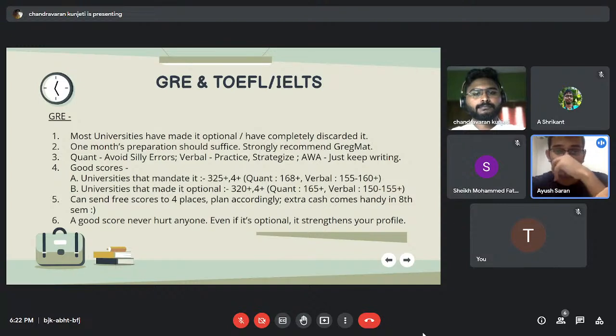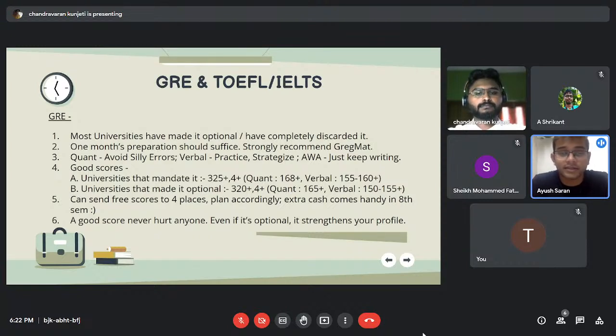Reason being that a lot of universities, in fact, after the whole COVID scenario, have made it optional, or some universities don't even care about the GRE scores anymore. So when you do finalize your shortlisted universities, make sure that this particular information is also written in your doc, as in if it's optional for them or if they've discarded it, or maybe they might even mandate it. Some universities do mandate it.